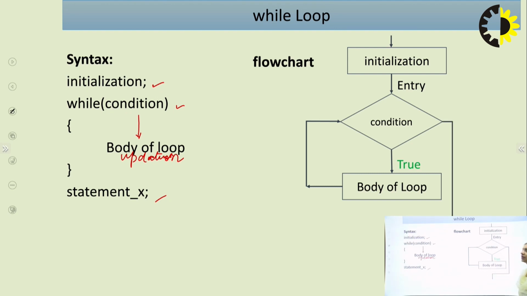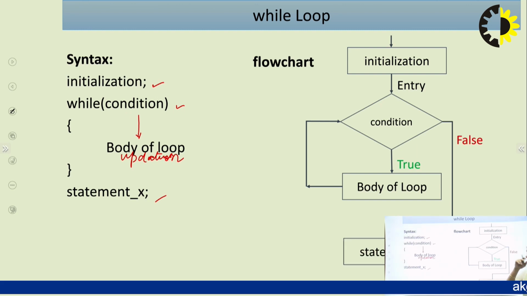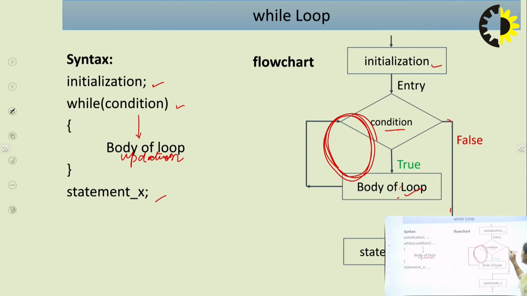Coming to the flow chart, the first thing is initialization. The entry of the loop starts, and the condition is checked. If the condition is true, the body of the loop along with the updation is done. When the condition is false, the other set of statements are executed. The body of the loop is executed till the time this condition remains true. So this is a loop, and once this condition becomes false, only then it moves out of the loop and the statement X is executed.